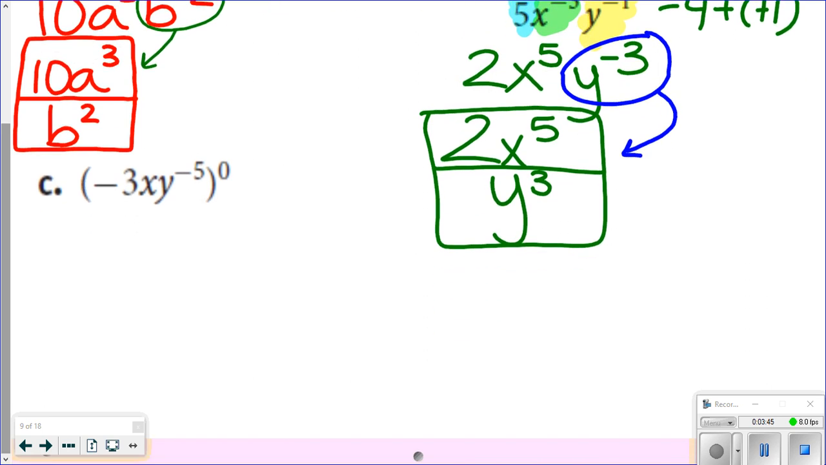Now, question C is the easiest question up here because everything is being raised to the 0 power. And anything to the 0 power is just 1.